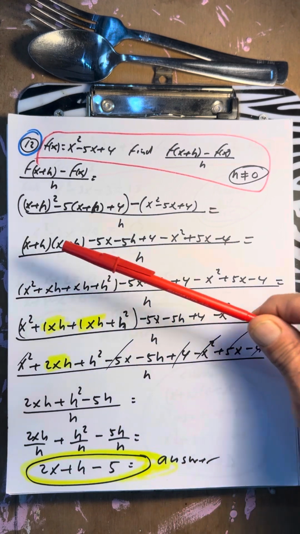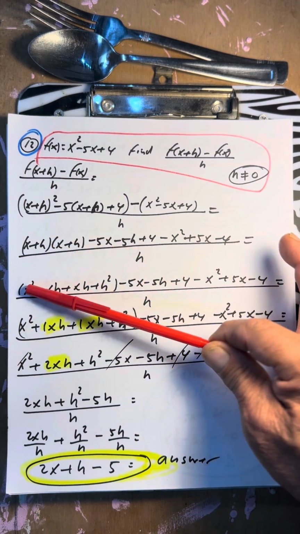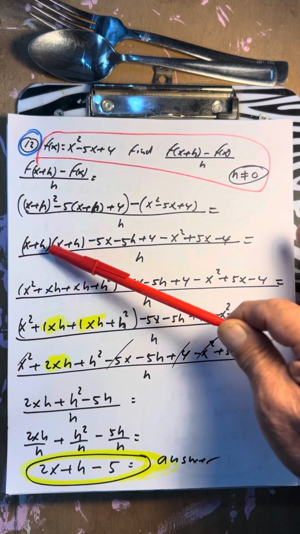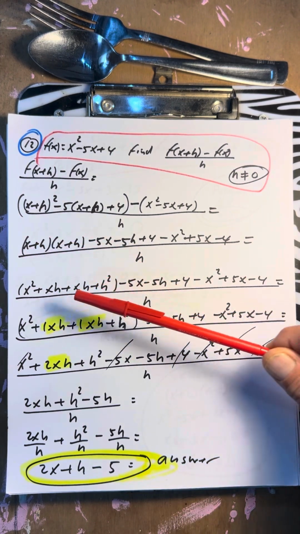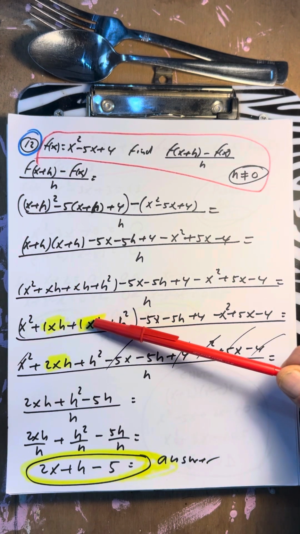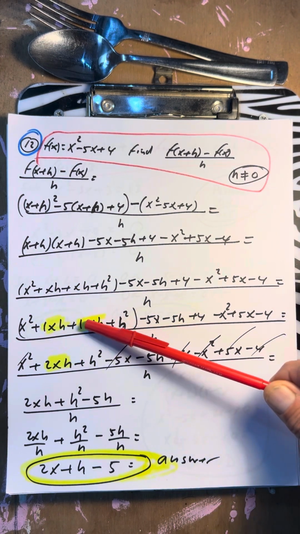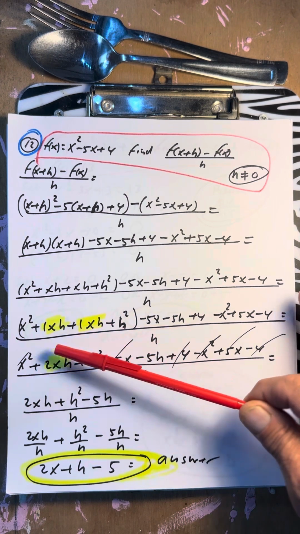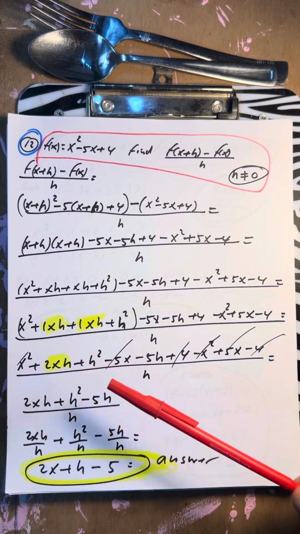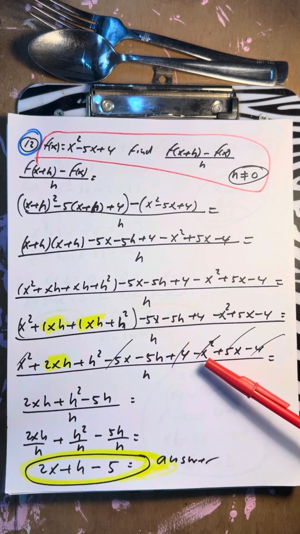Now, FOIL this guy right here. x times x is x squared. x times h is xh. x times h is xh again. And h times h is h squared. Also, think of it this way. This is 1xh and this is 1xh, okay? 1 and 1 is 2. So 1xh, 1xh is 2xh. So x squared plus 2xh plus h squared minus 5x plus 4 minus x squared plus 5x.